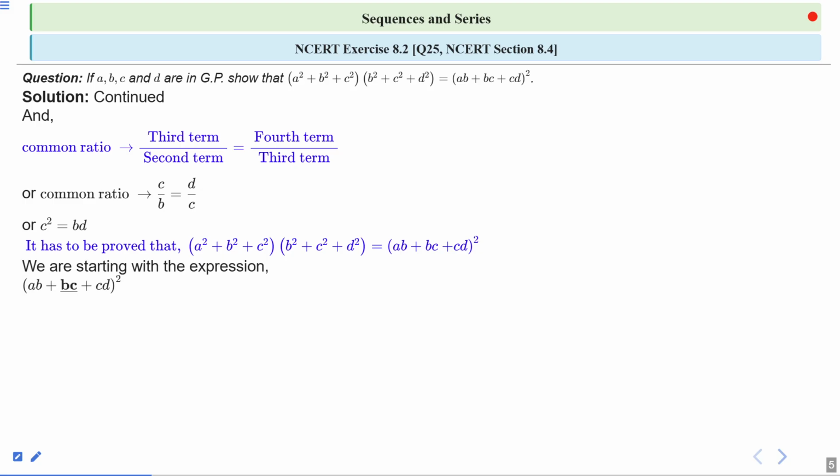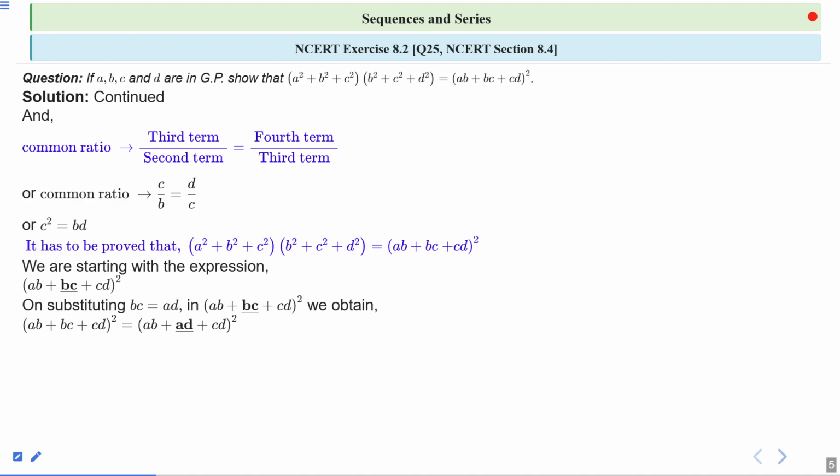So first we are starting with the expression (AB + BC + CD)². So from this expression we will start. First, substituting BC equal to AD in (AB + BC + CD)², what will we get?